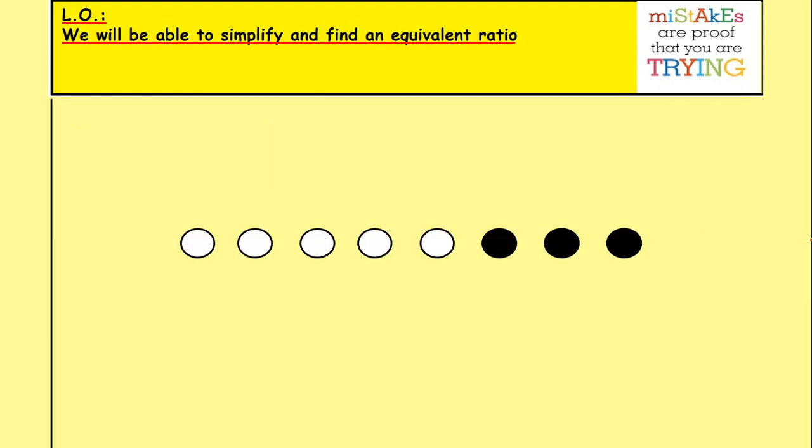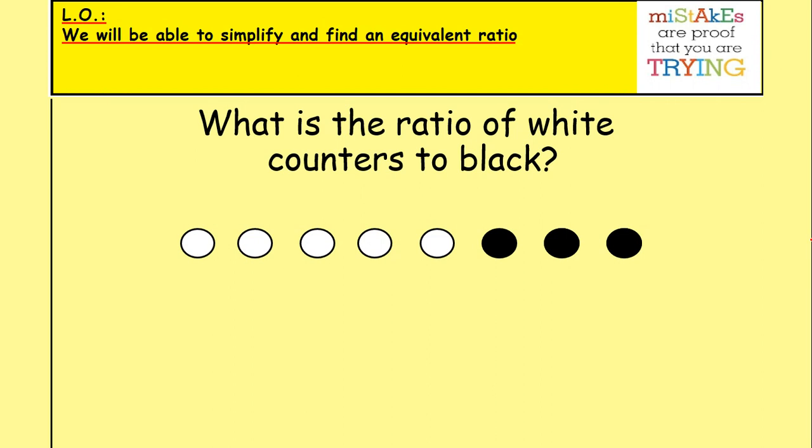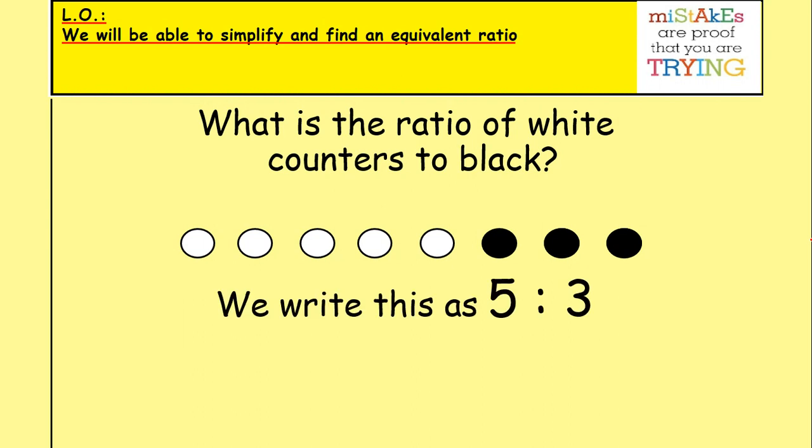Okay, so here I have counters, and the question is, what is the ratio of white counters to black? So first, you have to count the counters. If you can see here, we have 5 white counters and 3 black. And when we are talking about ratios, and it's asking white counters to black, it's really important to keep the order, so we have to write it down. The ratio is 5 to 3.